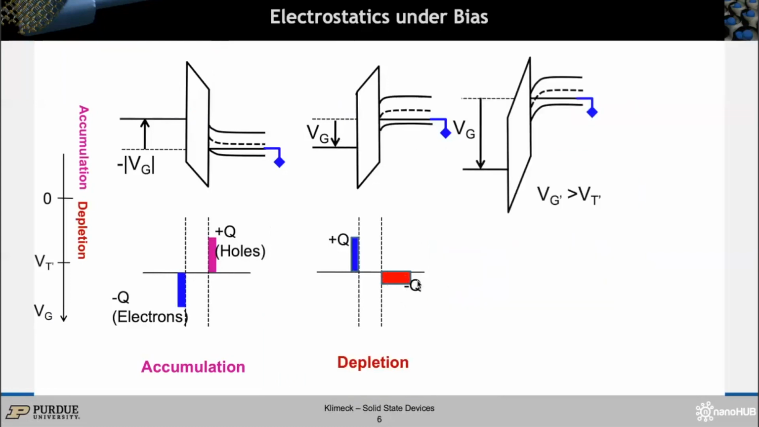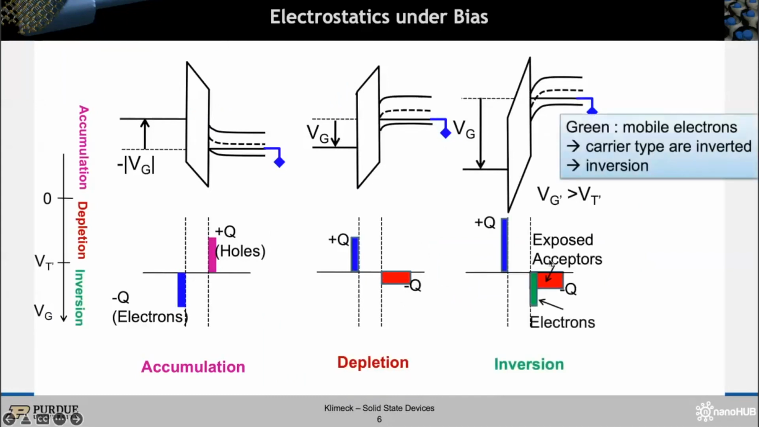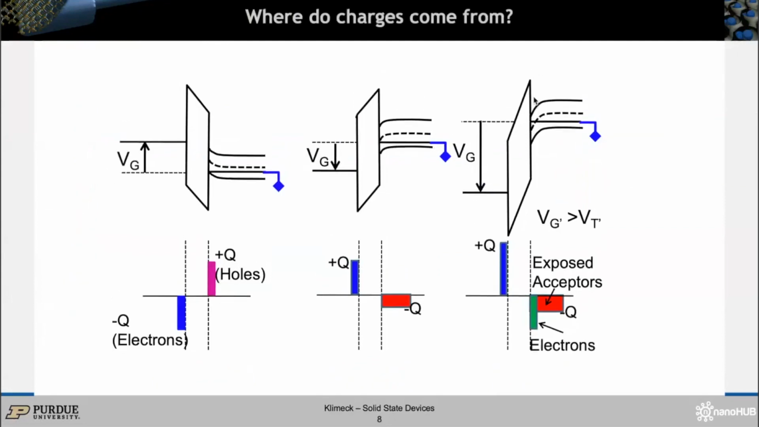If you drag on the bias even harder, you start to hit not only the exposed acceptors here, but you also have an inversion where electrons start to invert in this channel on the conduction band. This is taken from my course that is also on edX, and it's available.